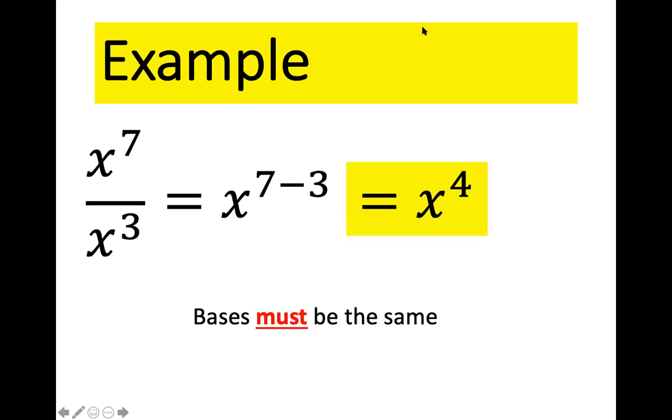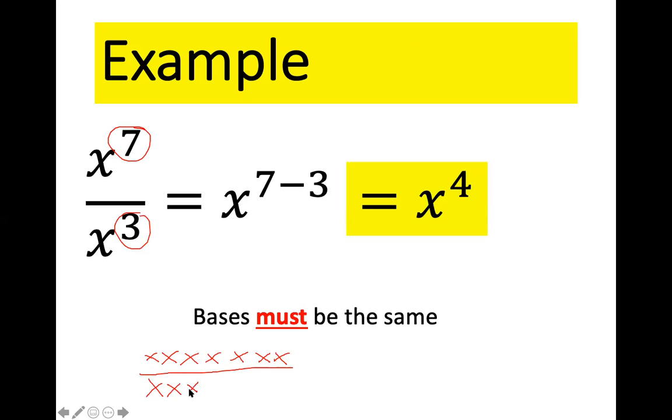Other people, and I know I taught you this, so you probably remember this, I say that there's 7 x's on the top, there's 3 on the bottom. If you were to write this in long form, 7 x's is 1, 2, 3, 4, 5, 6, 7. Remember, exponents are just repeated multiplication. There's 3 x's on the bottom, 1, 2, 3.